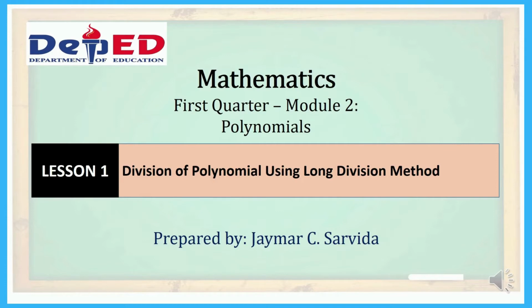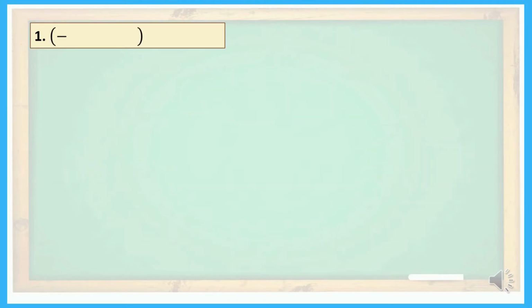For today's lesson, we are going to discuss division of polynomials using the long division method. Example number 1: the quantity of negative x plus x squared minus 6 divided by the quantity of x plus 2. So in dividing polynomials, we must first arrange both the divisor and the dividend in descending order. It means from the term with the highest degree down to the term with the lowest degree.